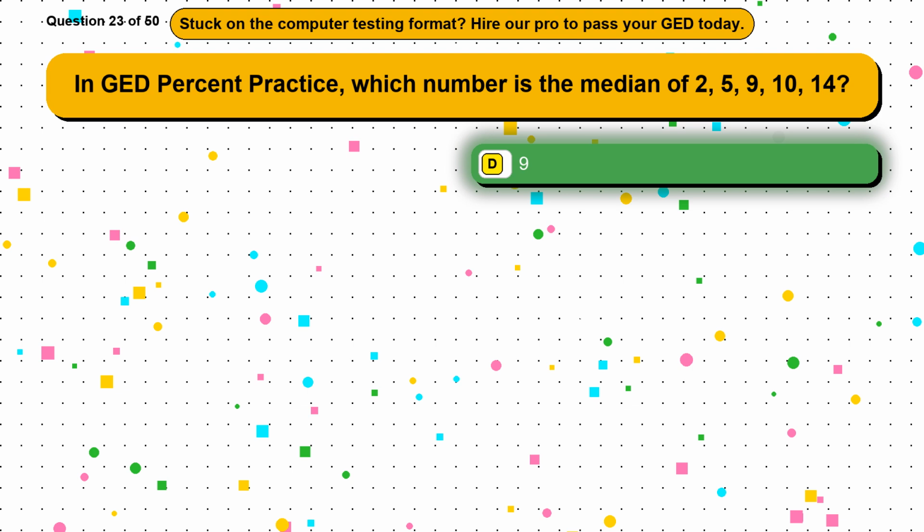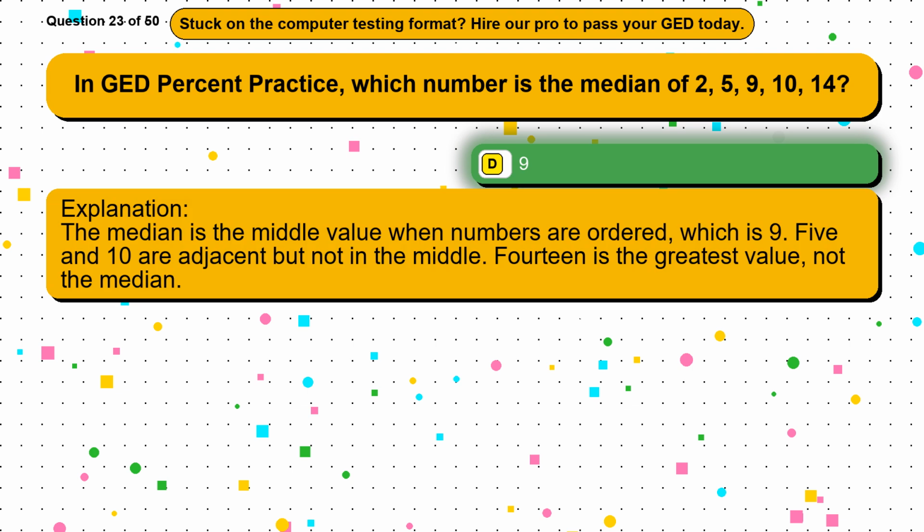9. The median is the middle value when numbers are ordered, which is 9. 5 and 10 are adjacent but not in the middle. 14 is the greatest value, not the median.